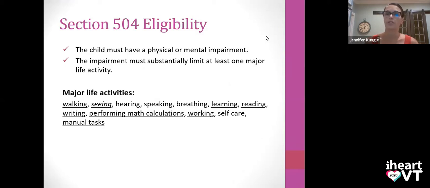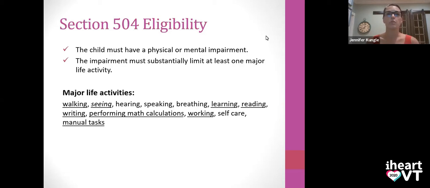You simply have to have either a physical or a mental impairment that limits you in one major life activity. And what they consider major life activities are what I have listed here: walking, seeing, hearing, speaking, breathing, learning, reading, writing. All the ones I've underlined are ones that have a visual component to it. So it's not hard to qualify for a Section 504 plan with a visual impairment because it almost always impacts seeing, learning, reading, writing, those sorts of things. So if the student does not qualify under the IEP, they may qualify under the 504 plan.